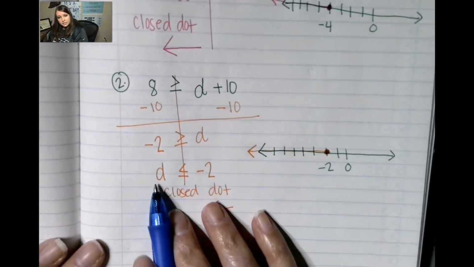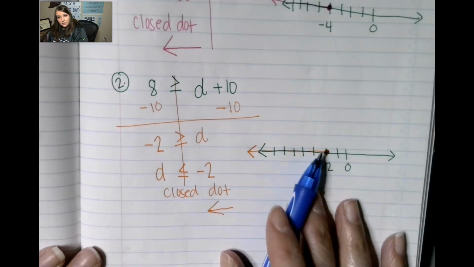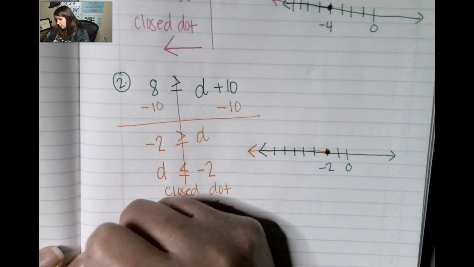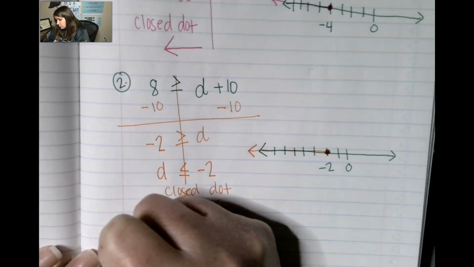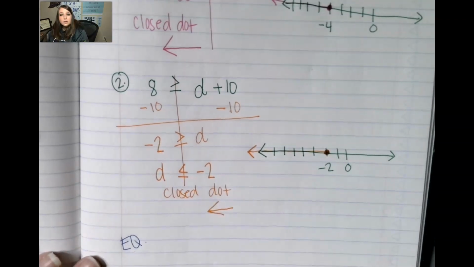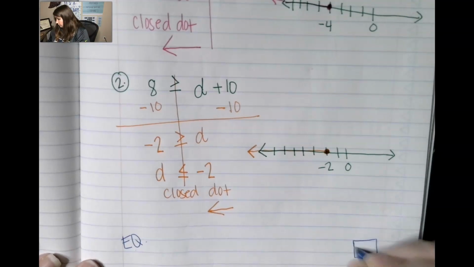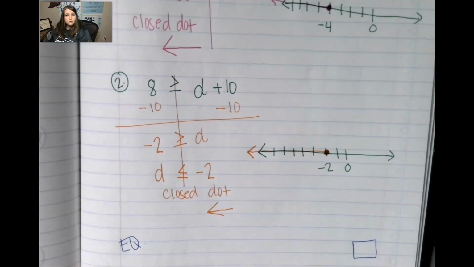All right, how are you feeling about solving using subtraction? Did you get your letter to the left? Are you graphing using an open dot or a closed dot as appropriate? Go ahead and answer your essential question. How do we solve inequalities using subtraction? And then put your level of understanding out to the side. How are you feeling? Where are you at with your learning?